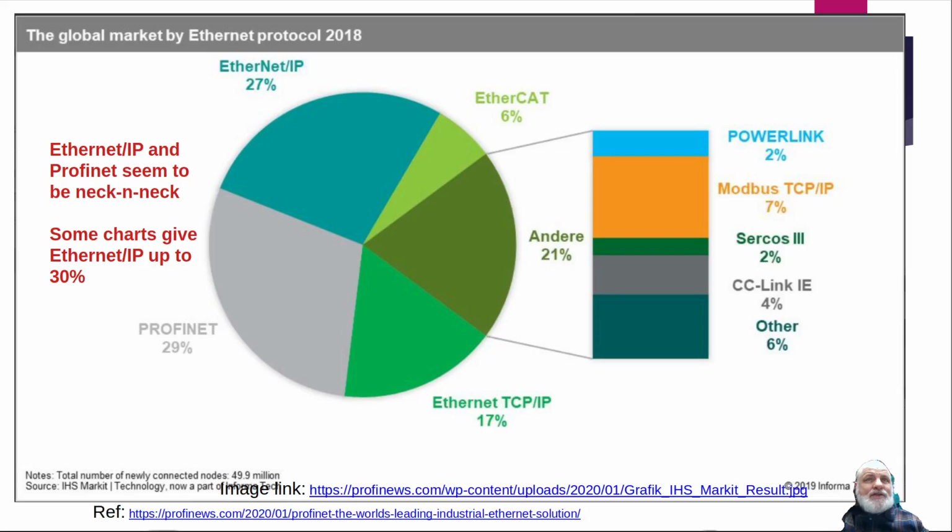All right, so here's a little chart that I found. This one's gotten a little bit older. It was from 2018, and I need to see if I can find a newer one. It shows a little pie chart of how much each of these different Ethernet type protocols are being used. You can see Ethernet/IP at this time was about 27%, Profinet was about 29%, and then just standard Ethernet was another 17%. So if you take those three, that was 70-some percent of the overall communications.